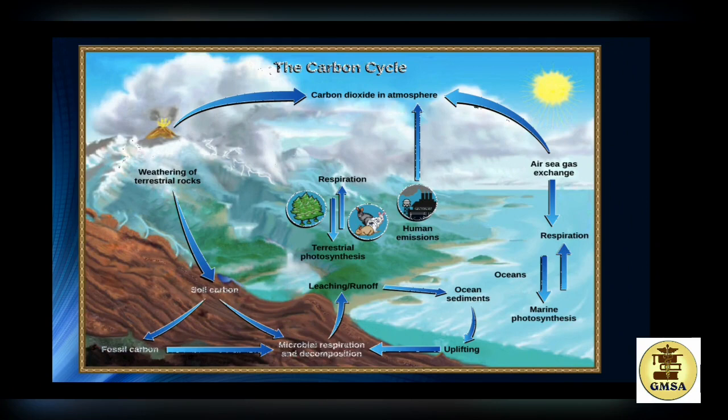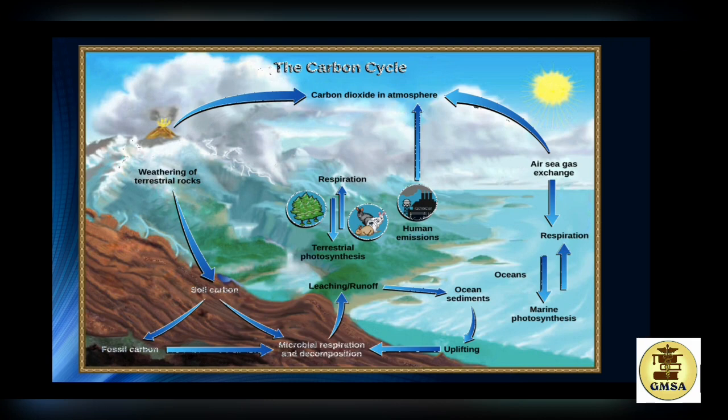Now this is a simplified diagram of the carbon cycle. Here you can see at the top the carbon dioxide in the atmosphere. The atmosphere consists of carbon dioxide in the form of gaseous carbon dioxide, and here on the right hand side you can see the sea, and this ocean consists of dissolved carbon dioxide. Both these forms of carbon dioxide are taken up by the primary producers.